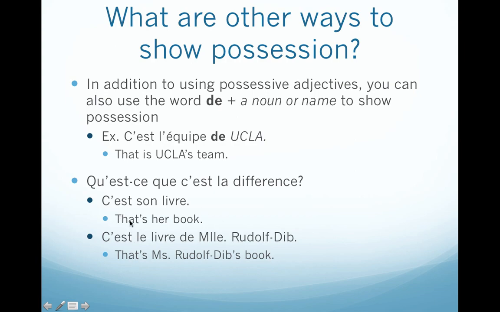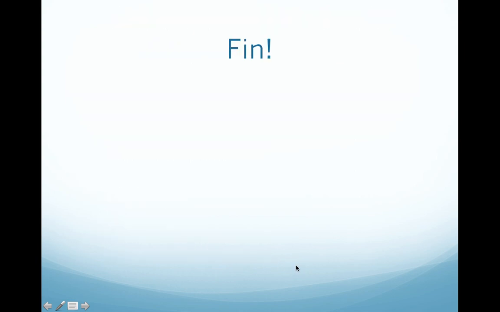So the difference here is that if you use a possessive adjective, it's not always as clear who you're talking about. If you say that's her book, that could be talking about a lot of people. But if you use de and then the name, that's a lot more specific. You know exactly whose book this is. So they're both correct. It just kind of depends on the context where you are writing.